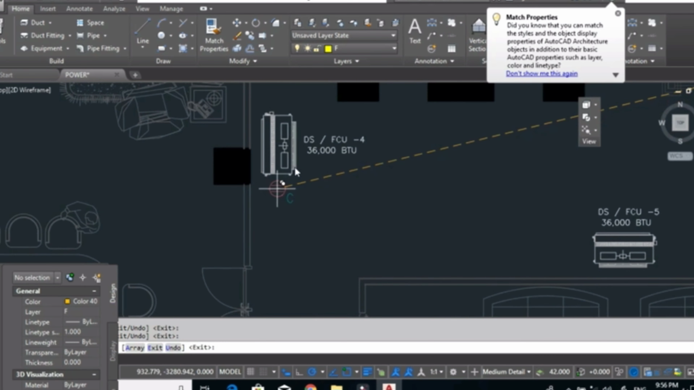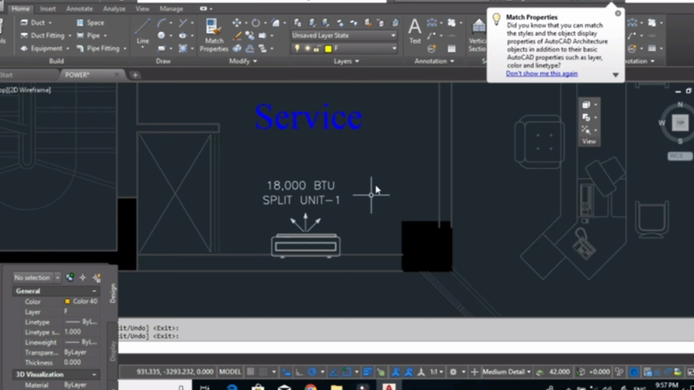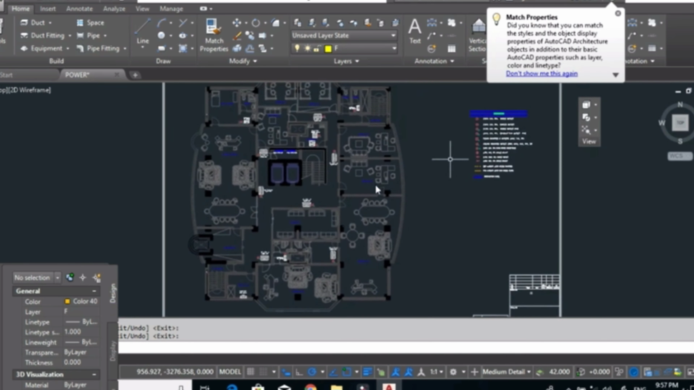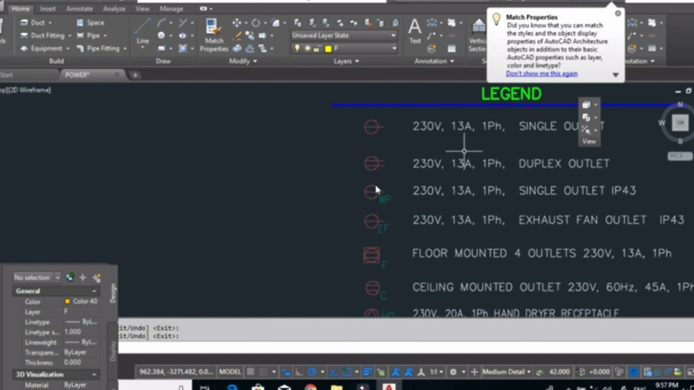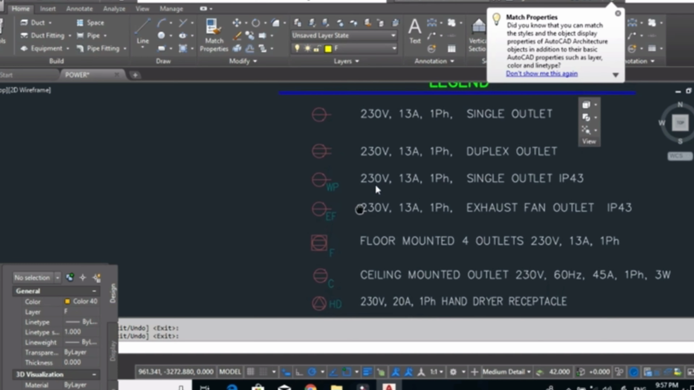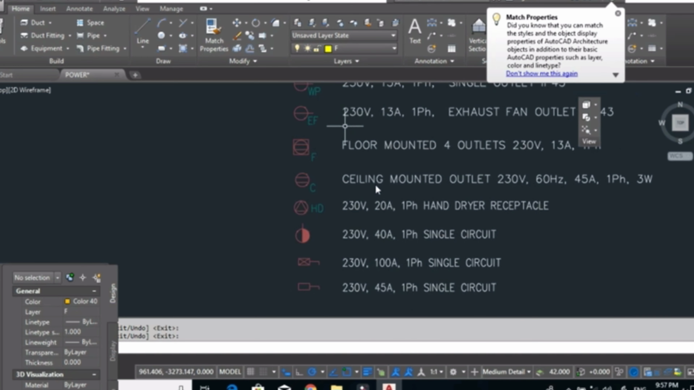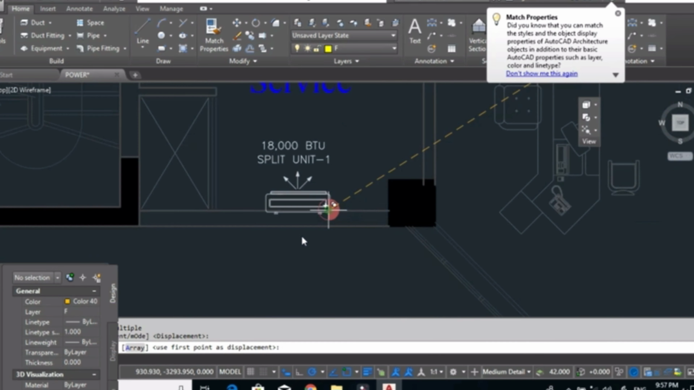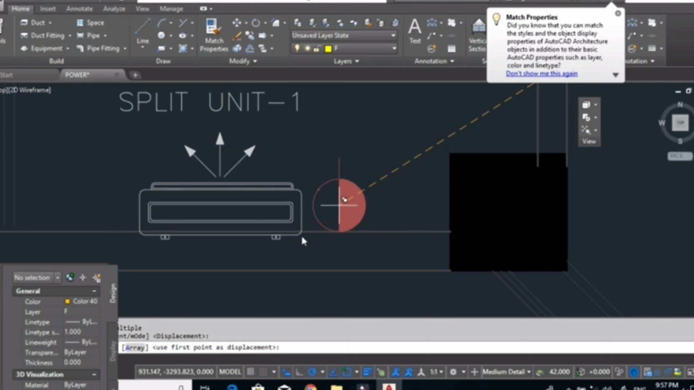After that, here this is a split unit. A split unit does not require a ceiling mounted outlet, so I will put a wall mounted single circuit outlet here. Here this single circuit 40 ampere outlet, copy that and put it here near the split unit.